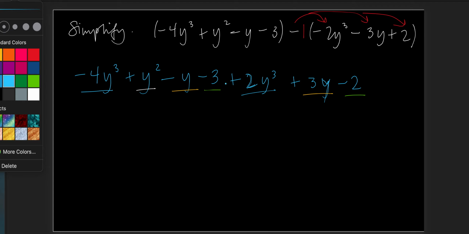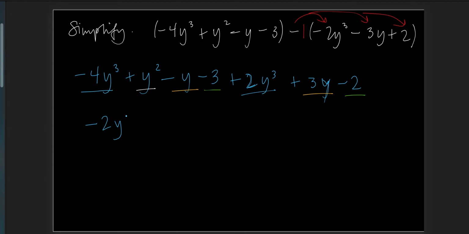So negative 4y to the third plus 2y to the third is negative 2y to the third. So I use those. Then I have the y squared. I can't leave that out. Then negative y plus 3y is plus 2y. The negative 3 minus 2 is negative 5. And that's your answer.